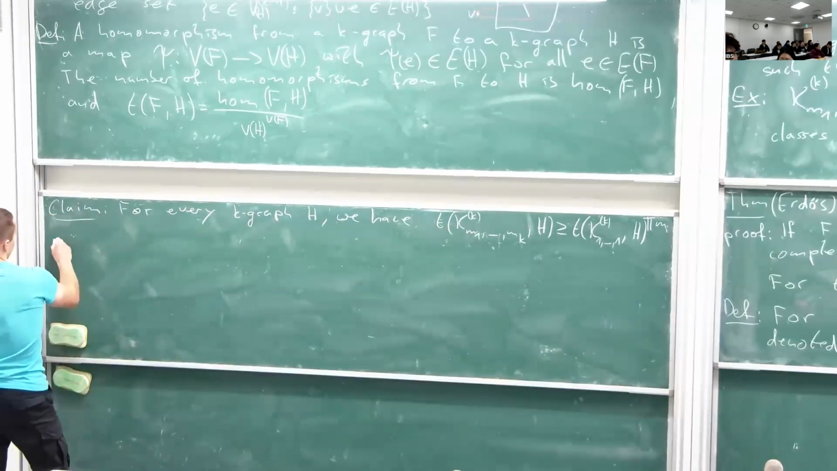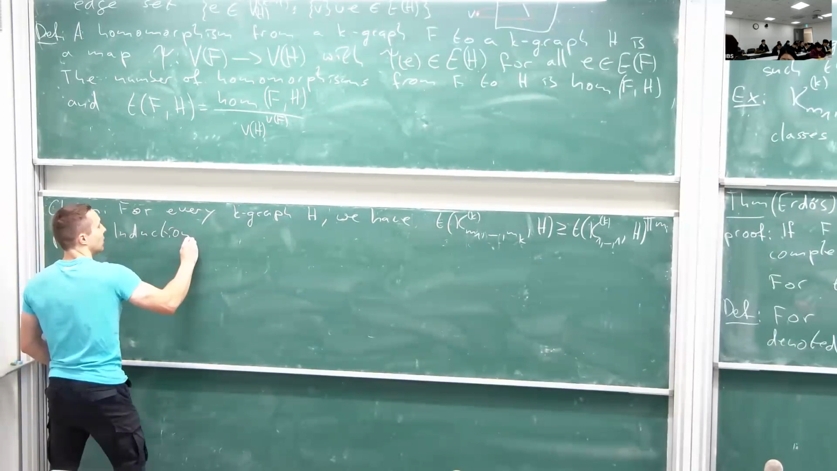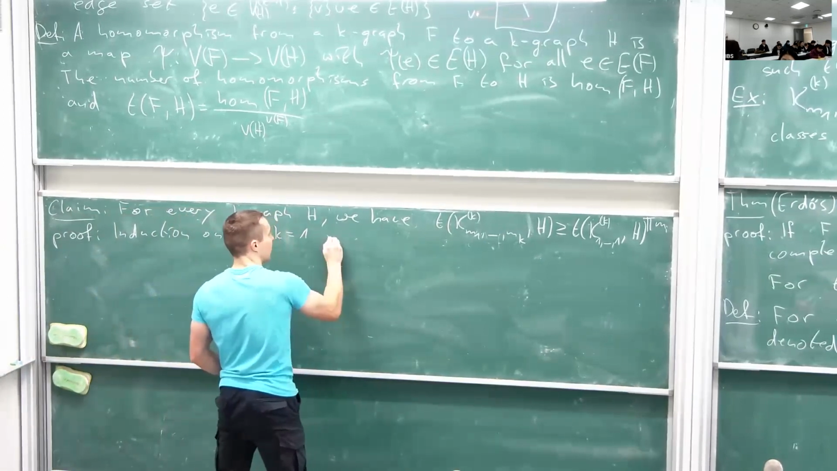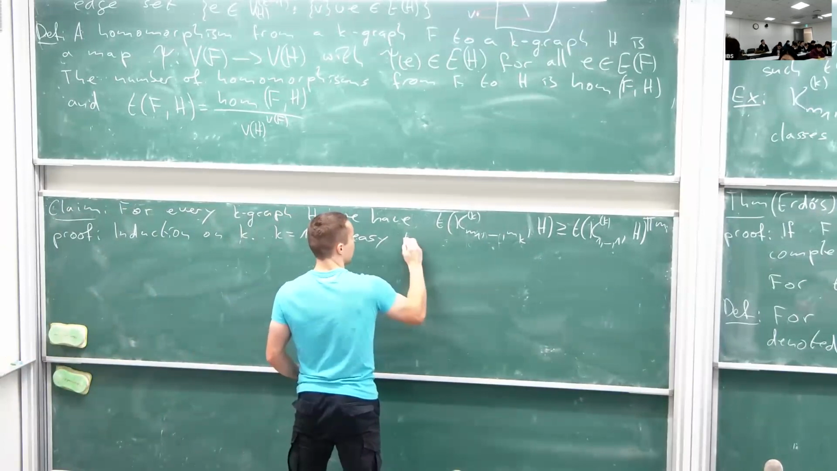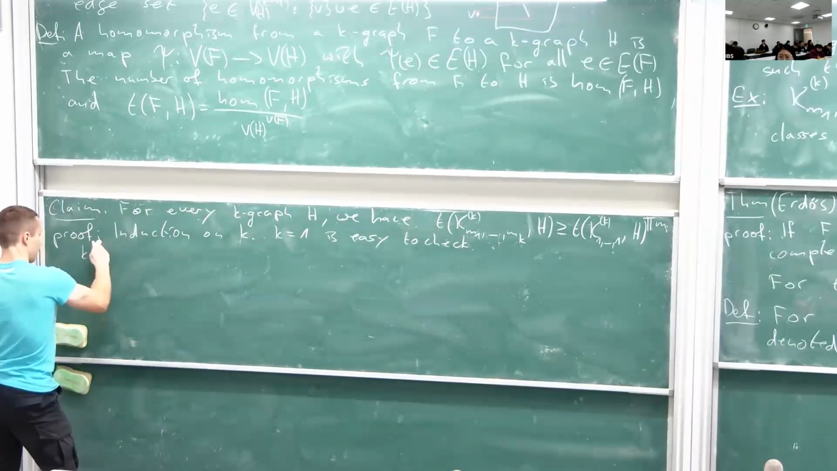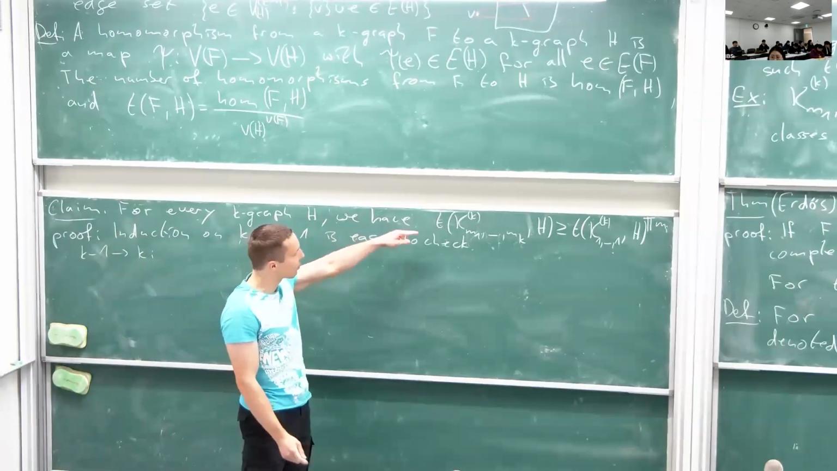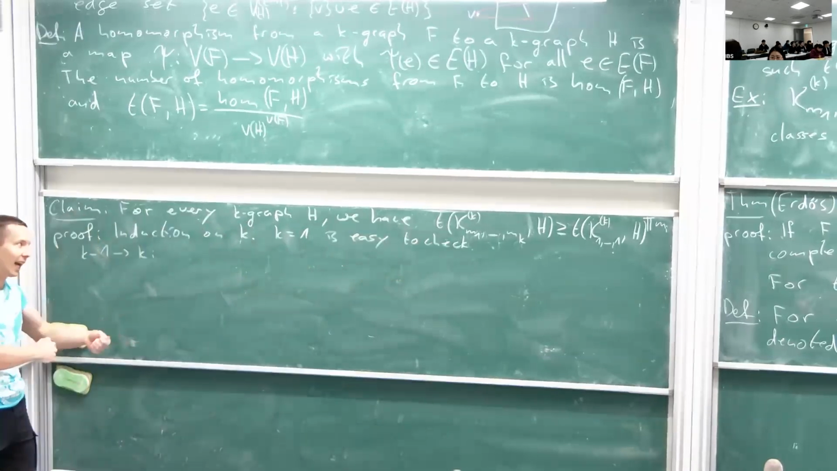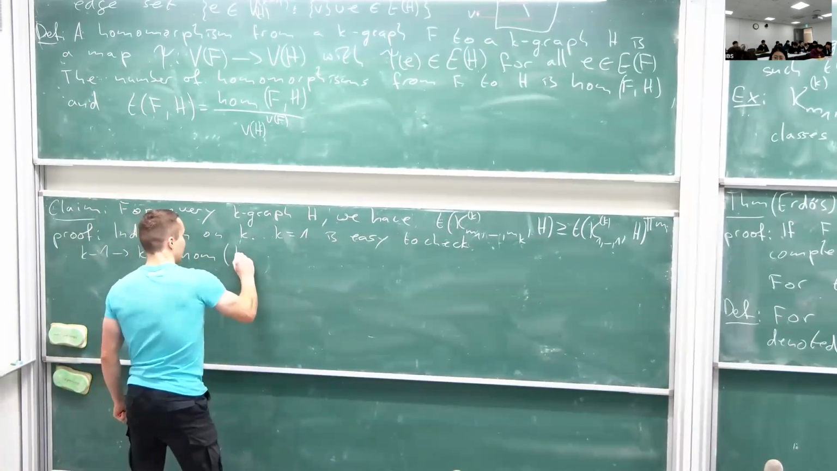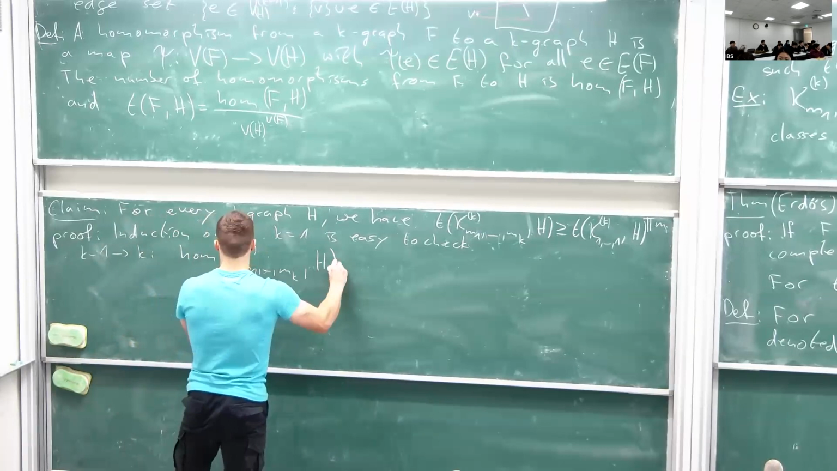So let's prove this. We do induction on k. And k equals 1 is easy. So let's do the induction step. And so in the proof, we will often switch between the homomorphism density and the number of homomorphisms. So let's start by actually computing the number of homomorphisms from K(m_1,...,m_k) into H.